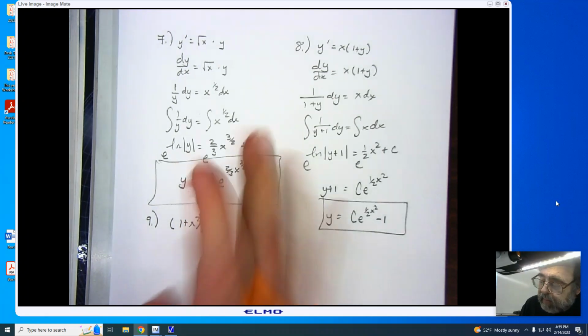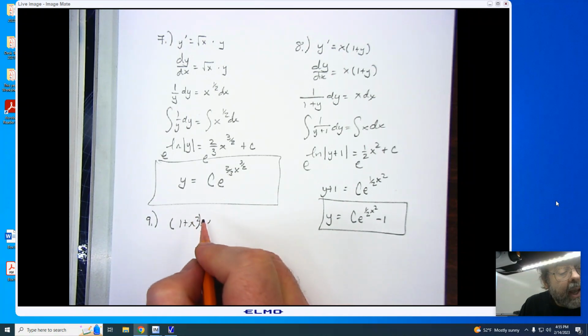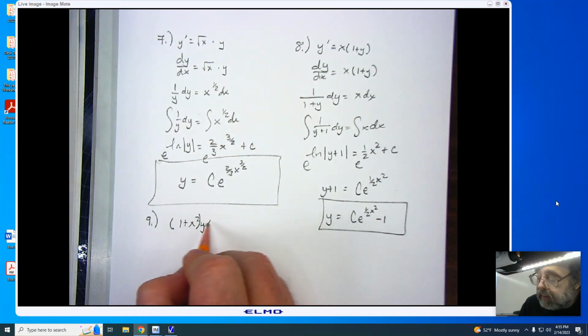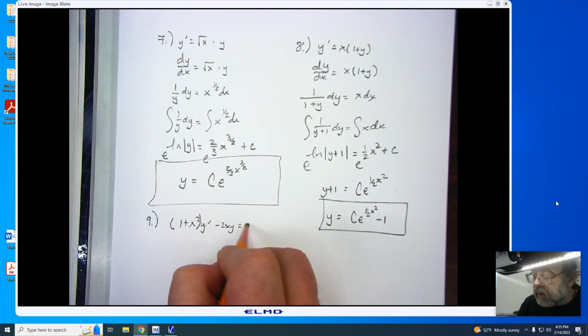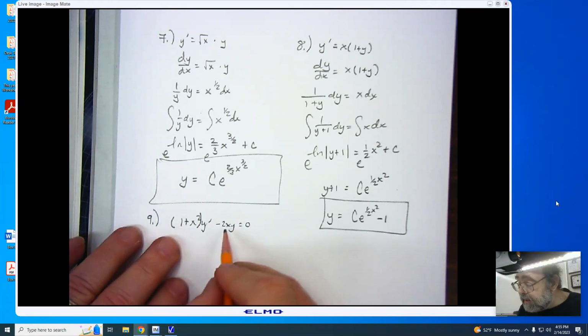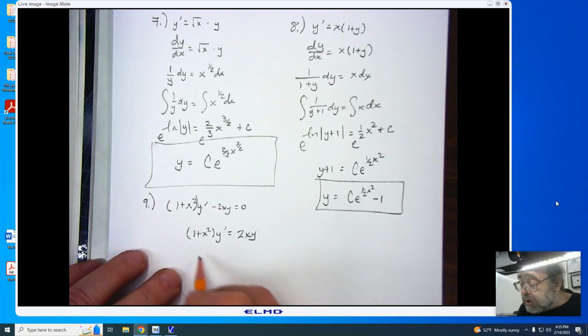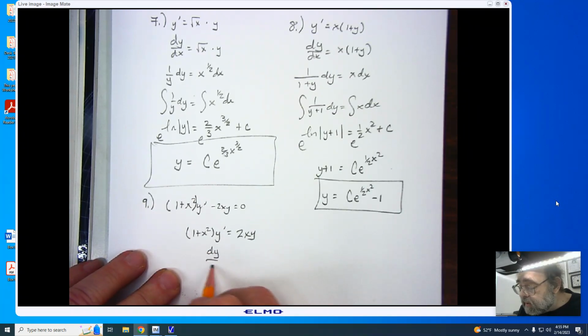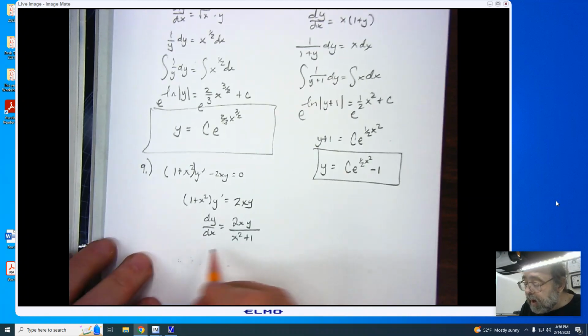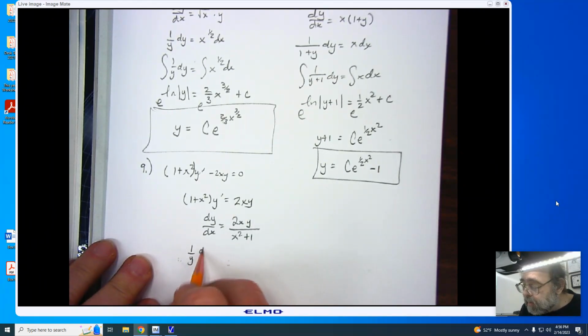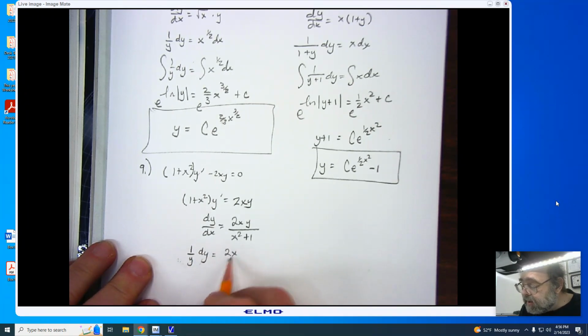So x squared (y prime) minus 2xy equaling 0. Alrighty, move this over so that I have (1 plus x squared) y prime equals 2xy. Changing this so that I have dy/dx, this is going to become 2xy, and I now have x squared plus 1 in the denominator. When I separate my variables, I get 1 over y dy is equal to 2x over (x squared plus 1) dx.